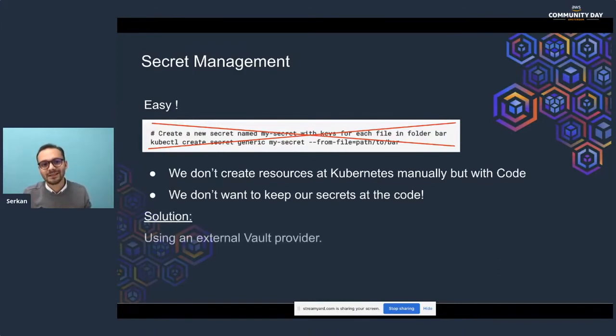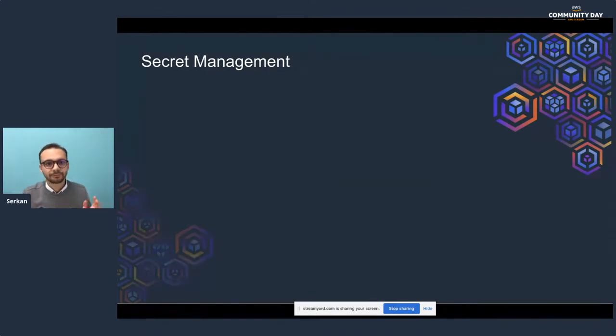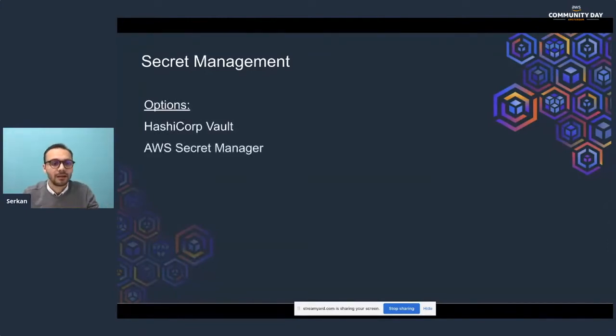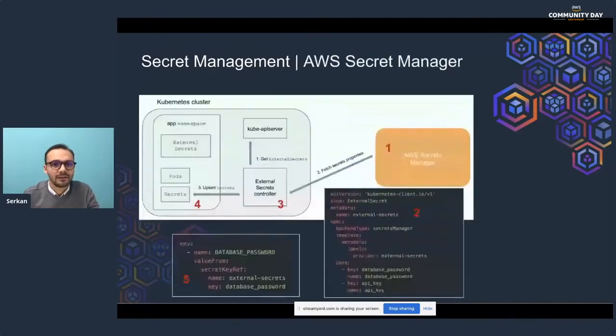So the solution is simple. Actually, we are going to use an external vault provider. There are options. The obvious one is HashiCorp Vault, but you can also use AWS Secret Manager. I personally use AWS Secret Manager quite a lot because basically you don't have to deal with something else. You are already on AWS, so it's quite comfortable using it.